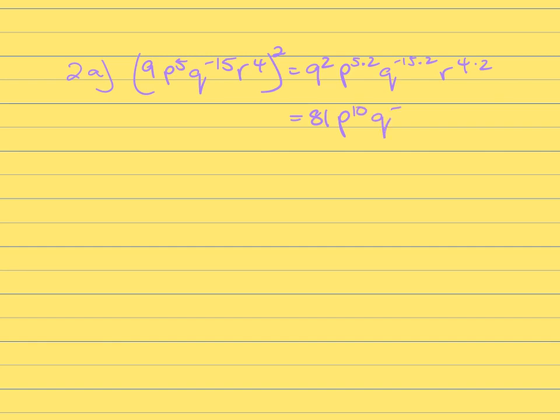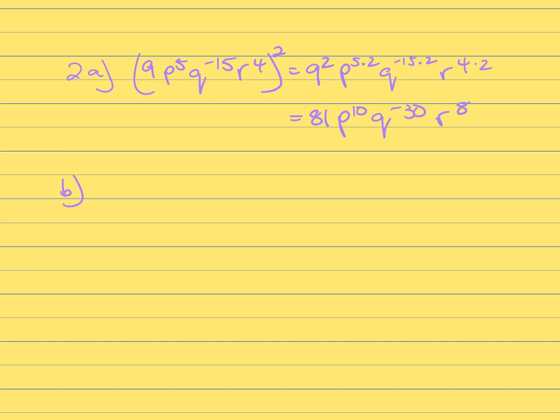So 2a, they want you to simplify and express the answer using exponents. So 9p to the power of 5, q to the minus 15, r to the power of 4, all squared. So you're going to square each term in there. So you get 9 squared, p to the power of 5 squared, q to the minus 15 squared, r to the 4 squared. And that will give you 81 p to the 10, q to the minus 30, r to the 8.